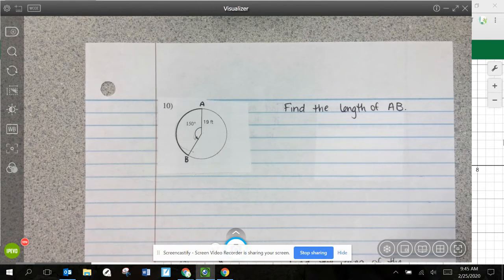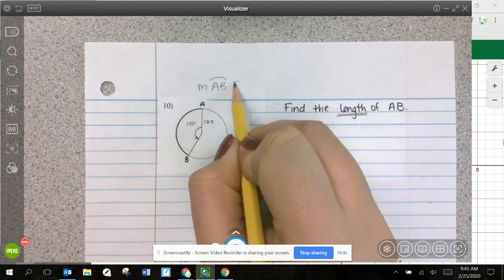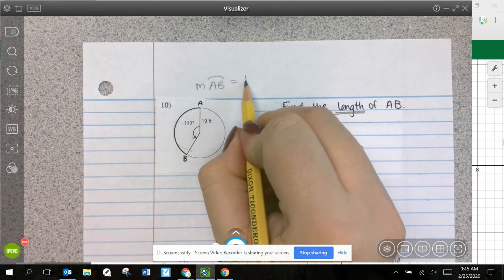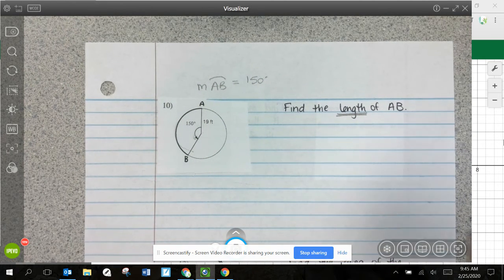So a couple things to remember. When you're looking for the length of something, it's usually going to be measured in inches, feet, yards, centimeters, something like that. If I was looking for the measure of arc AB, that would be in degrees. And so that would be the 150 degrees. But I'm looking for length.